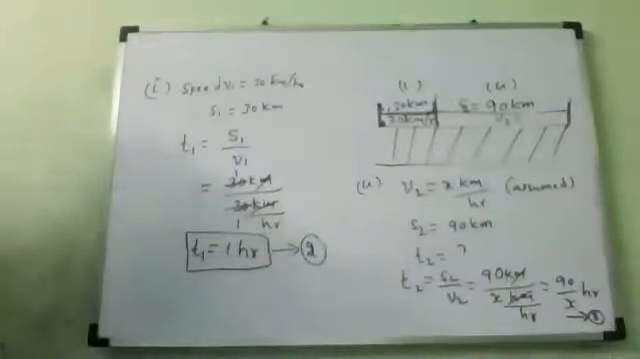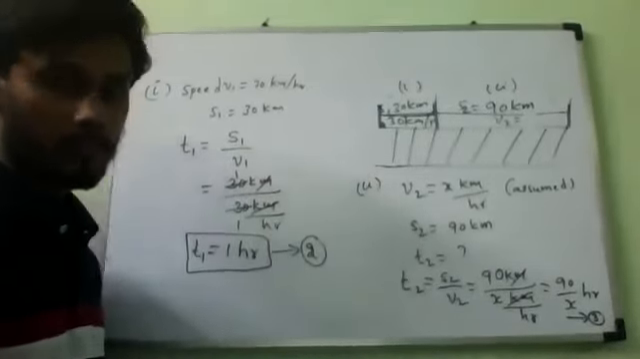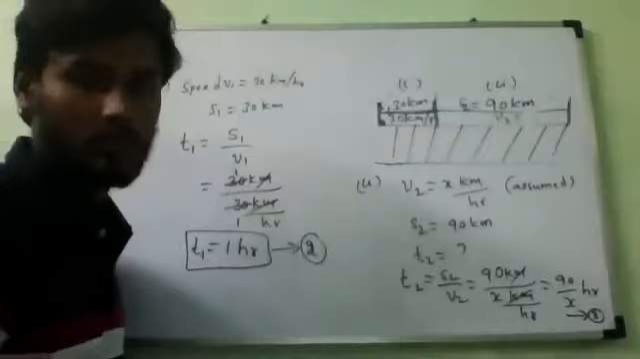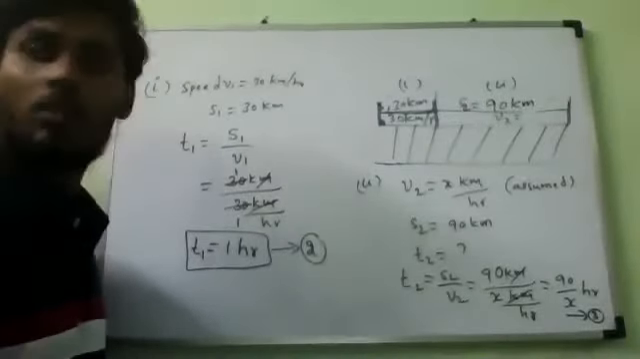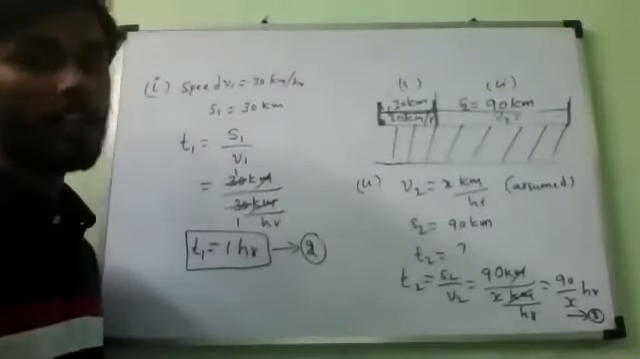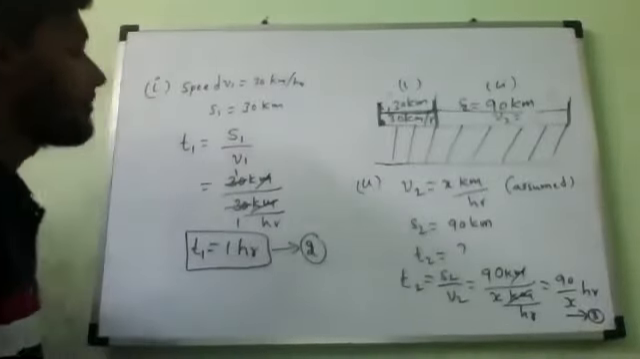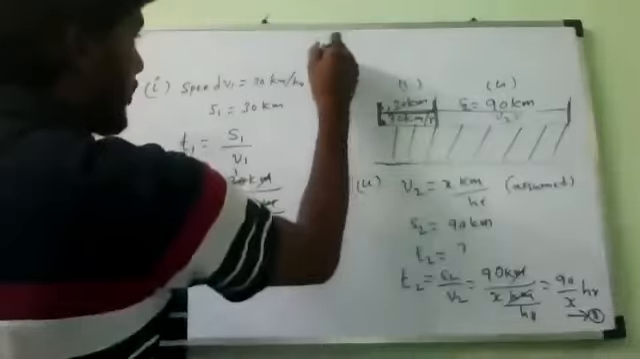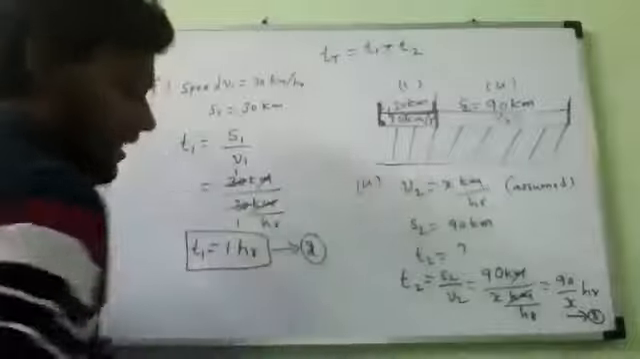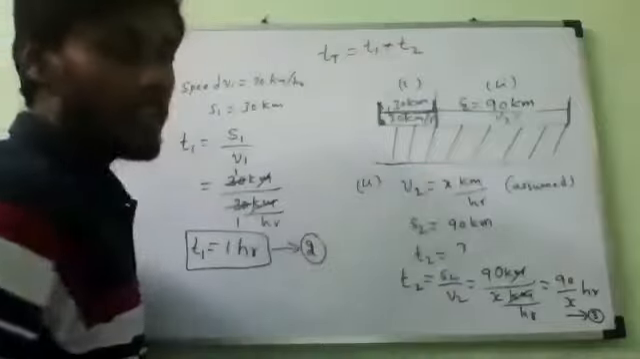All of you do it. Till here, any doubt, you ask me. Any doubt, anyone? Now, what is the total time formula? Two cases are there. What is the total time formula? T total is equal to T1 plus T2. Is it correct or not?